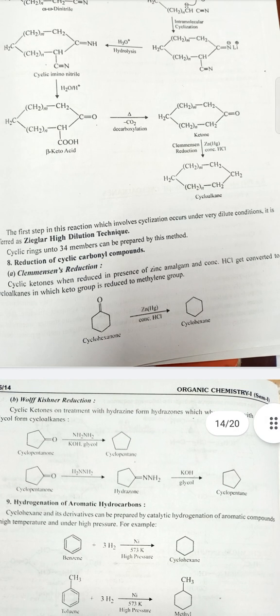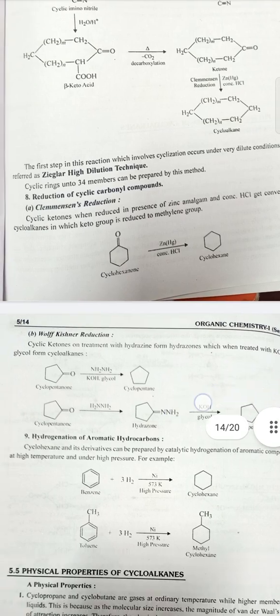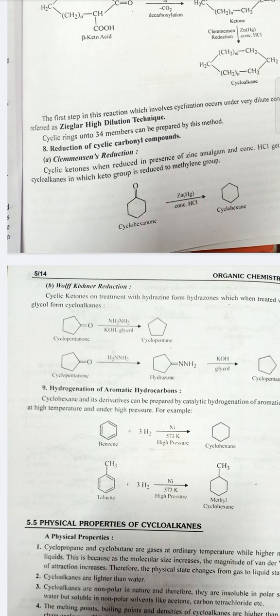8. Reduction of cyclic carbonyl compounds. A. Clemmensen reduction. Cyclic ketones, when reduced in the presence of zinc amalgam and concentrated HCl, get converted to cycloalkanes, in which the keto group is reduced to a methylene group. B. Wolff-Kishner reduction.